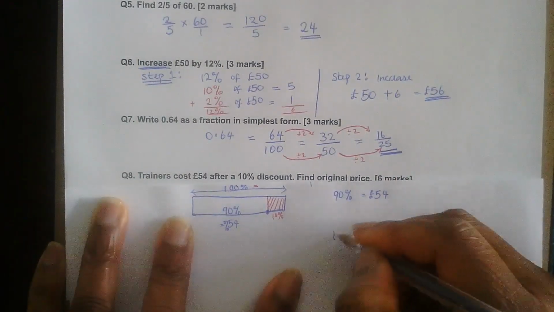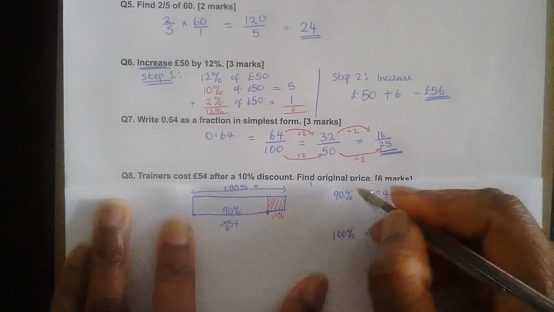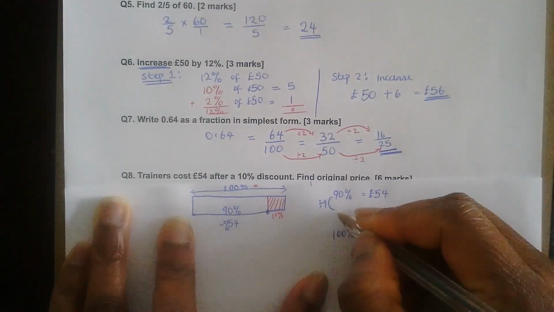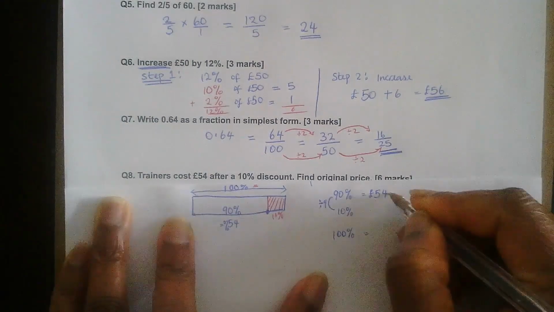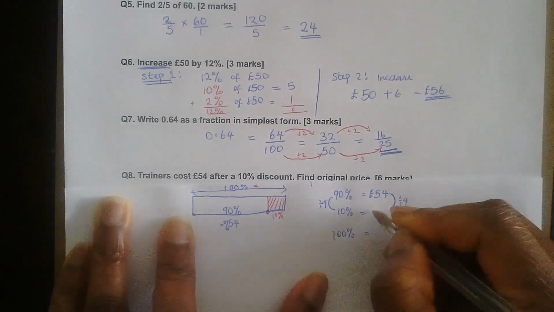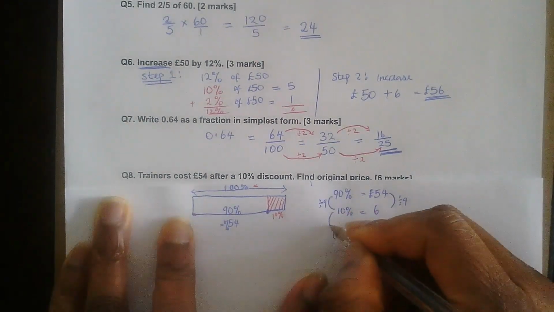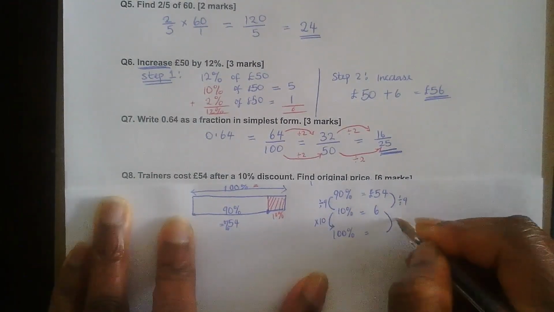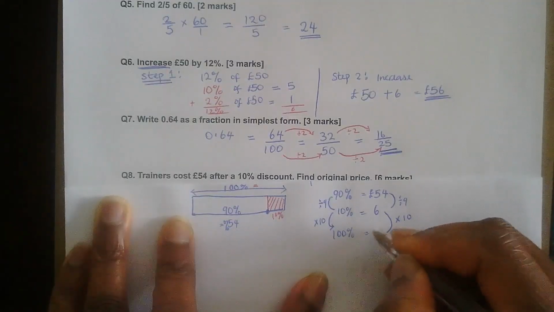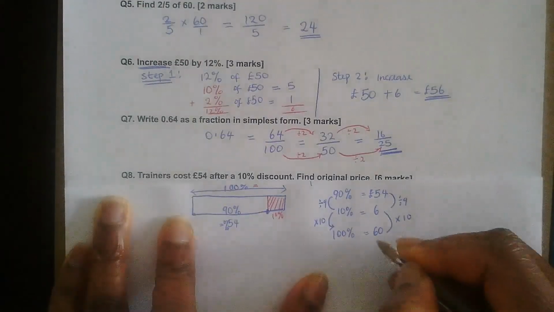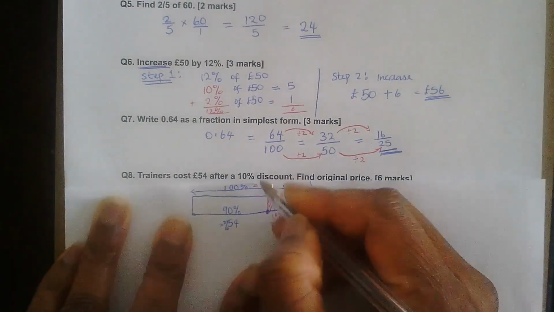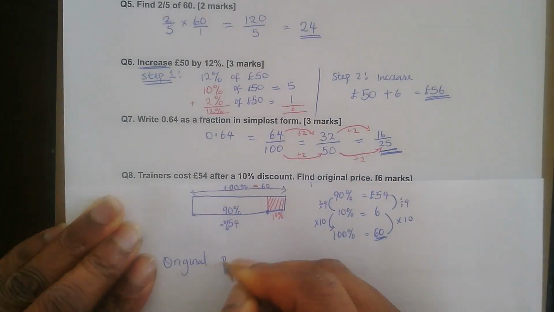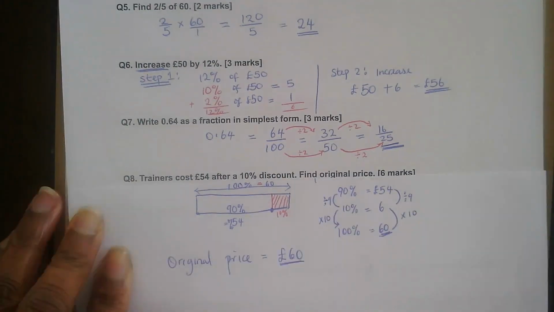We can divide this by 9. That would give us 10% here. And divide that by 9 as well. That is 6 here. Then we can go from 10% to 100% by multiplying by 10, and we do the same here, multiply by 10. So we would have £60 here. So the original price must be £60. Original price is £60.